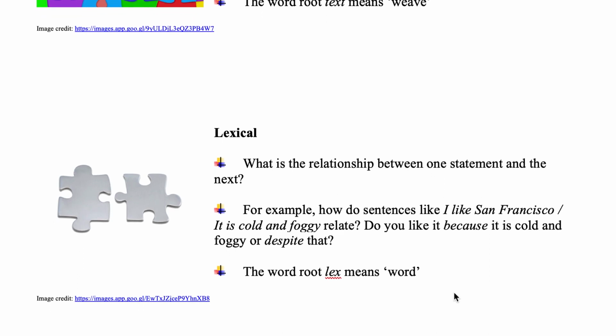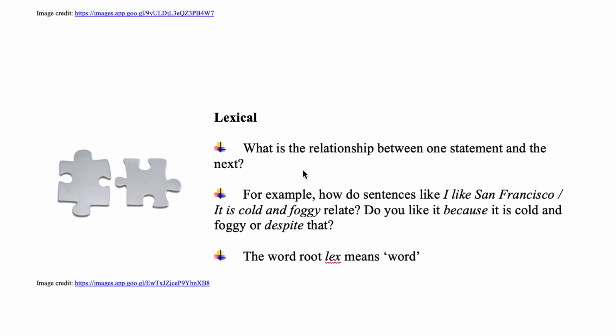But then there's the type of cohesion that we're really focusing on in this particular instructional module. That's lexical. Here we're talking about sentence level cohesion, one idea to the next. How do they connect? So for example, let's say you got 2 sentences. I like San Francisco. It's cold and foggy. What's the connection between them? Do you like it because it's cold and foggy, or despite that? Or maybe you like San Francisco when it's cold and foggy, but not under other circumstances. All right. Lex is a word root that means word, right? So we're thinking here about word level cohesion. We'll see some more examples as we progress.